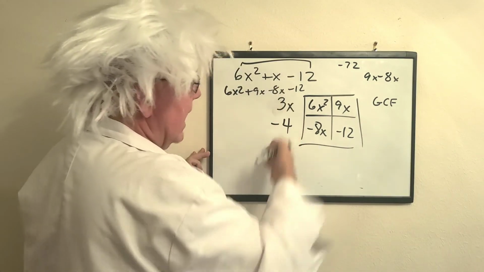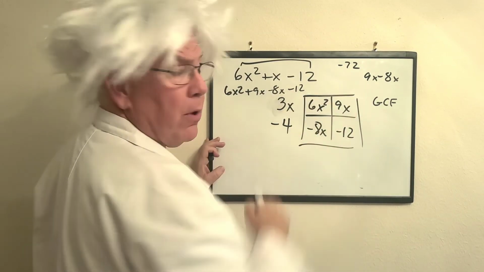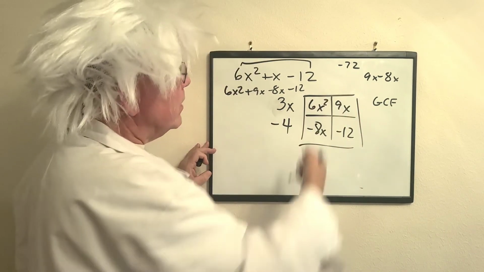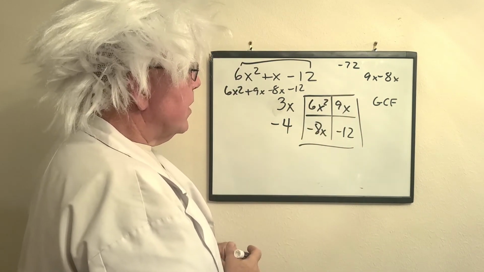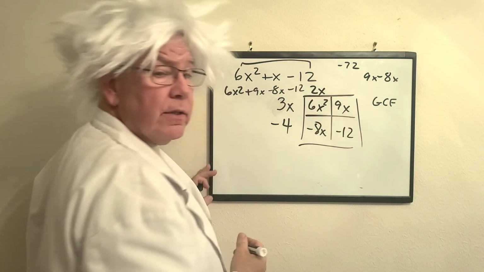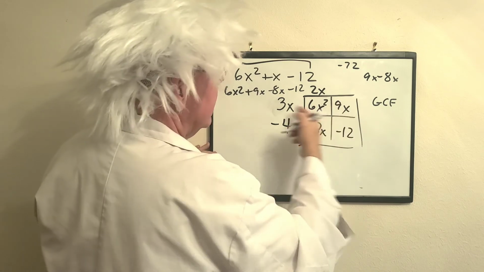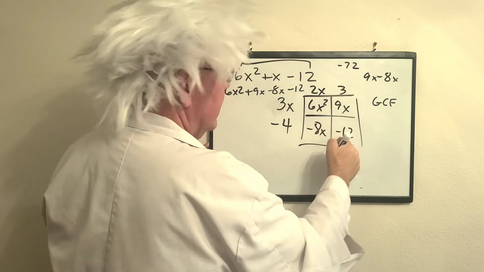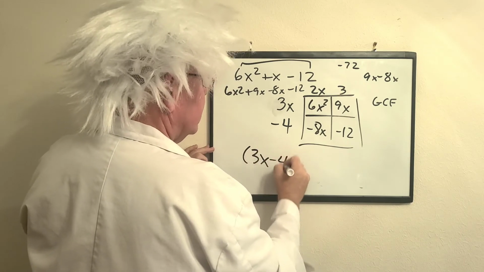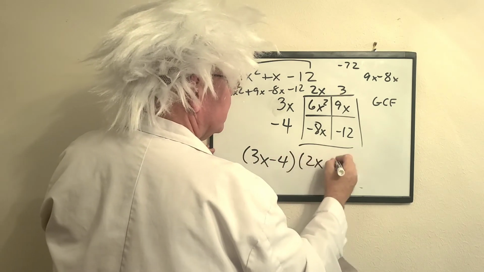Okay? So, there are 2 ways that we can find the top part, children. We can either take this divided by this or ask for the GCF there. So, what do 6x squared and negative 8x have in common? They have 2x. And then 9x and negative 12, well, 9x divided by 3x is 3. Negative 12 divided by negative 4 is 3. So my answer is going to be 3x minus 4, 2x plus 3.